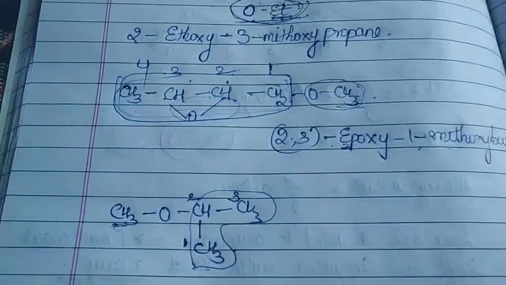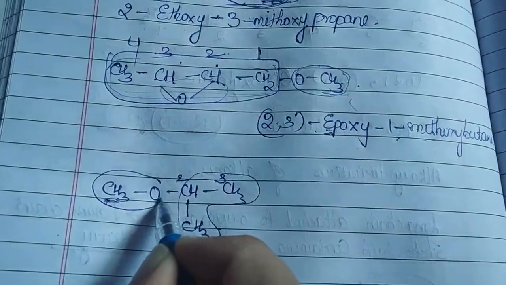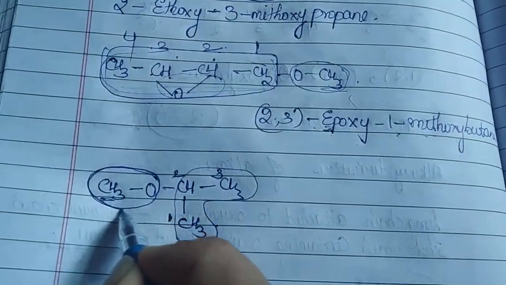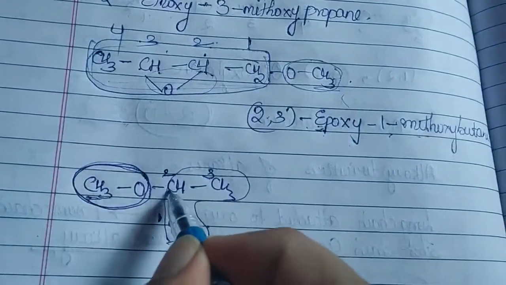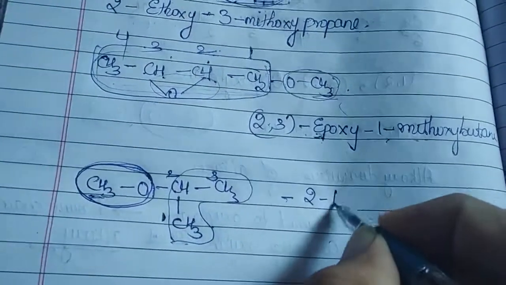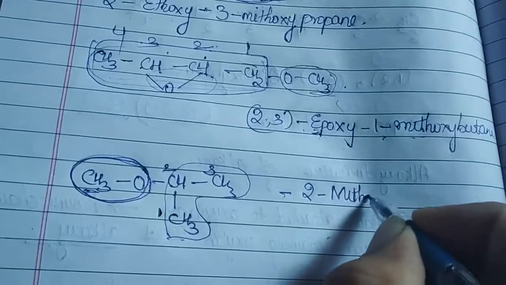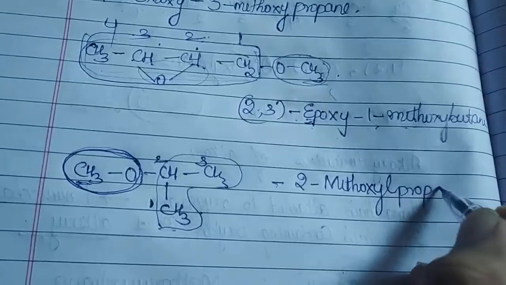Getting my point? So the other part will be added as a substituent. We consider it as a substituent. So on which carbon atom is the whole substituent dependent? Yes, so this will be called as what? 2-methoxy propane. 2-methoxy propane. Why am I saying this?